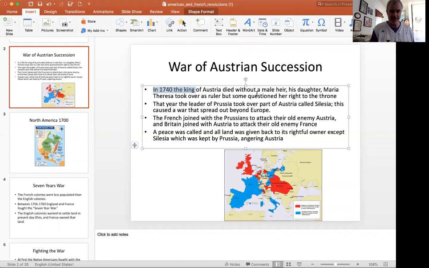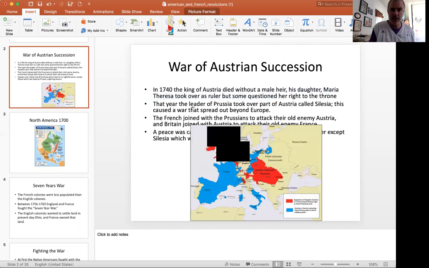So, in 1740, the king of Austria dies without a male heir, without a son. And his daughter, Maria Theresa, is going to take over as ruler. But in the moment that he dies, there's a lot of confusion about who's going to be the next ruler. And there's some arguing over who should be the next ruler since he didn't have a son, and should his daughter take over? I don't know. And during this moment, the Prussians are going to take advantage of this confusion, and they're going to move into and they're going to take some land in Austria.